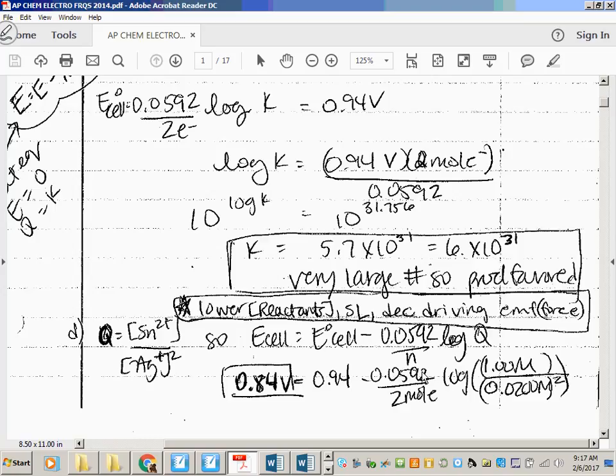So plugging in, manipulate your equation first, get K by itself. Opposite of log is 10 to the power, not e. And then plug that in, you should get something like 6 times 10 to the 31st.